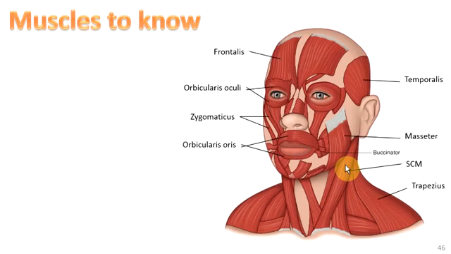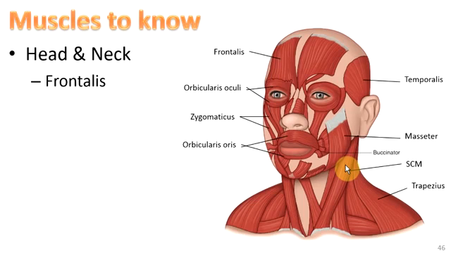Okay? So here's the muscles I want you to know on the head and neck. The frontalis. This muscle, as you can see, when it shortens, it's going to lift your eyebrows. So if you want to act surprised, you use your frontalis muscle, and it happens to be attached to the frontal bone, really the fascia on the frontal bone.